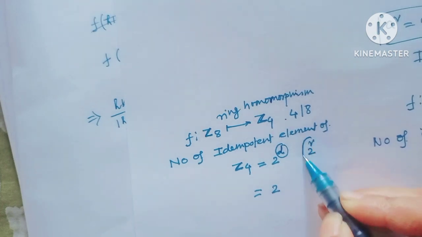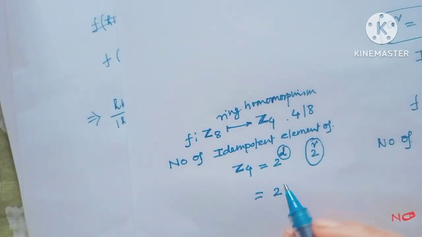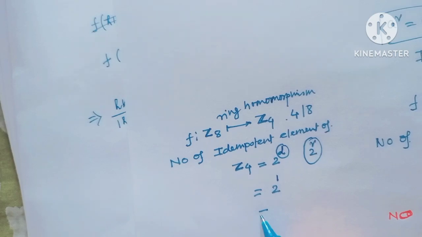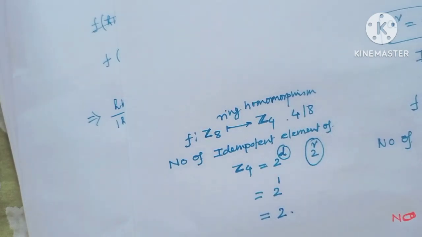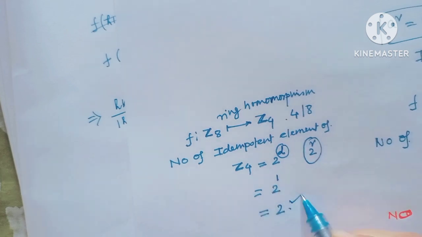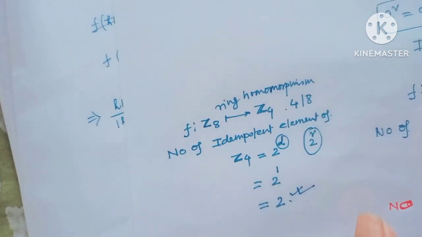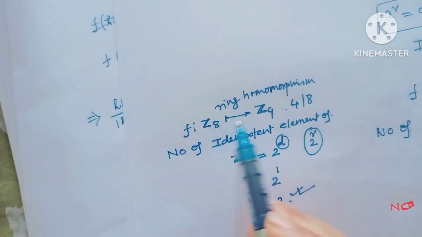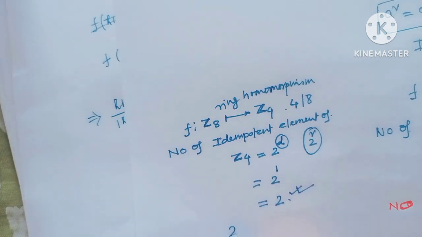So there is only one prime divisor. So this is equal to 2 to the power 1, equal to 2. That means the number of idempotent elements here is 2. So the number of ring homomorphisms from Z8 to Z4 is 2.